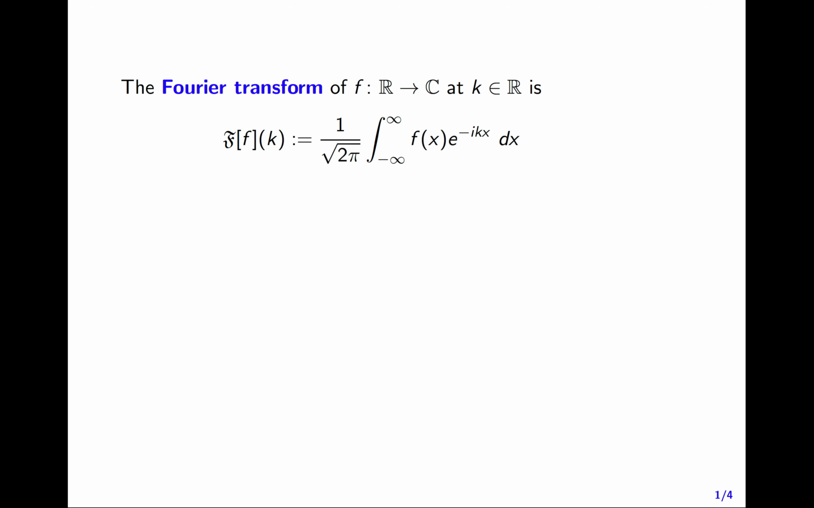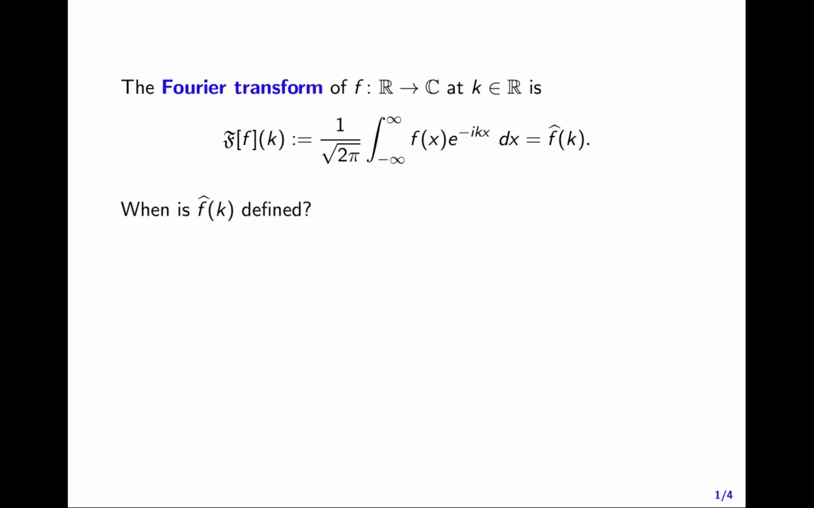The Fourier transform of a function f from the real line into the complex plane at a point k in the reals is 1 over square root of 2 pi times the integral from minus infinity to infinity of f of x times e to the minus ikx, also written f hat of k.